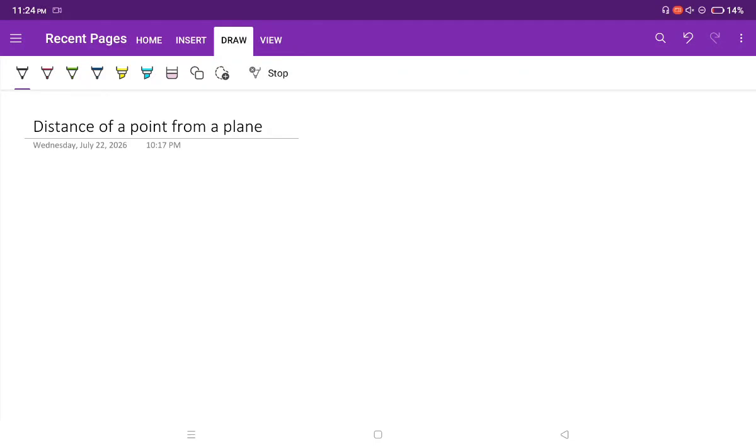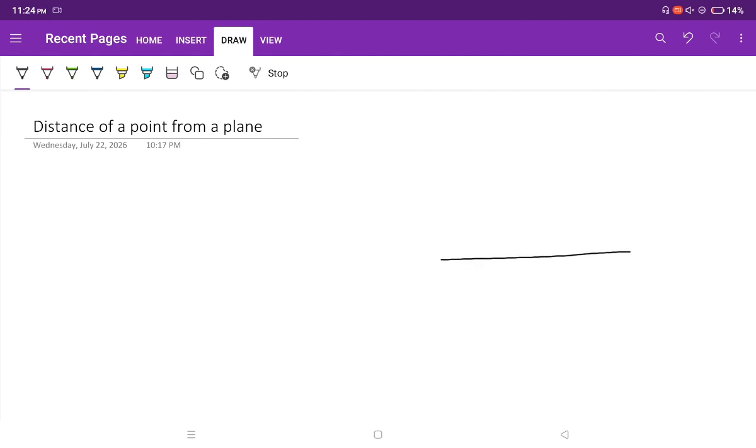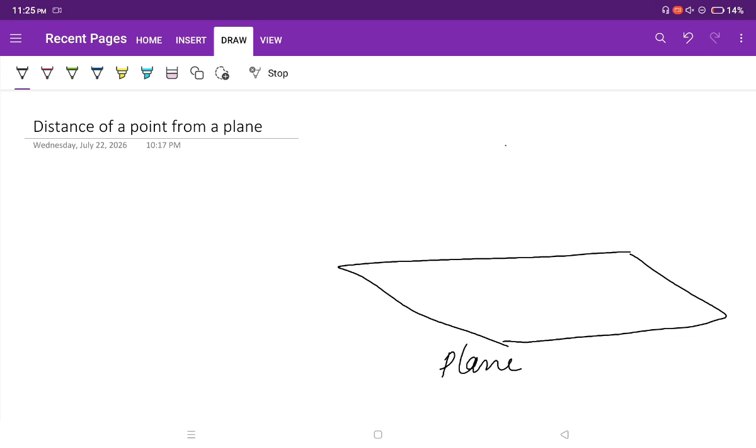Let's study distance of a point from a plane under three-dimensional geometry. So consider a plane here. Suppose this is a plane and we have a point, say P. We have a point and we need to find this perpendicular distance. Say this point is M. So we need to find PM.